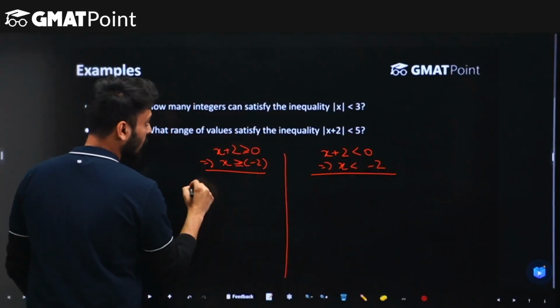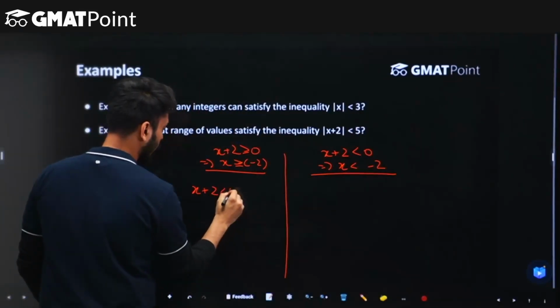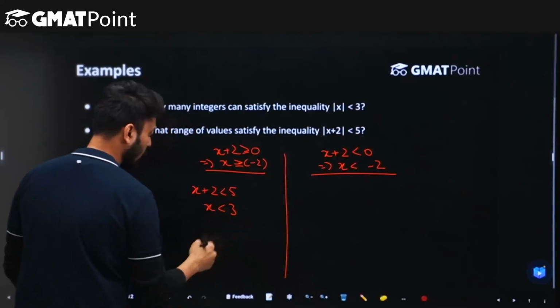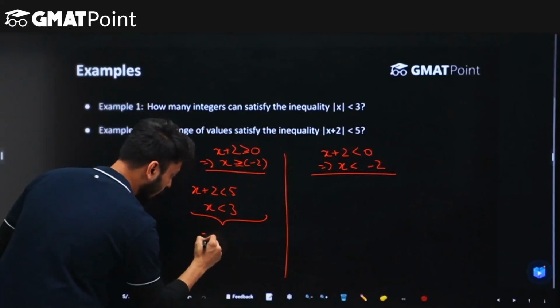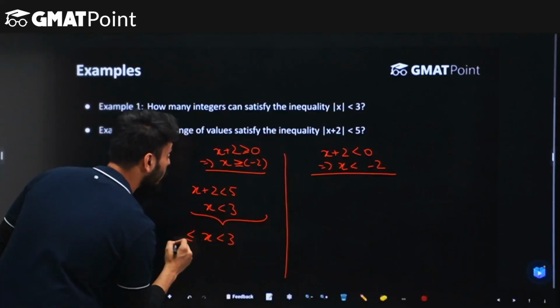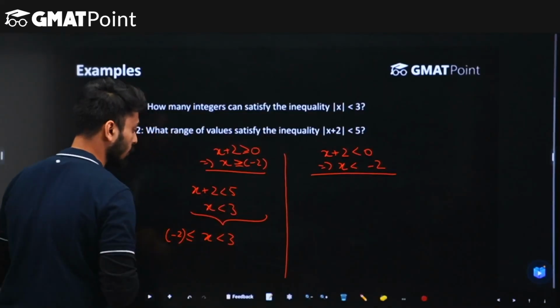In this case, we will get x plus 2 less than 5. So x is less than 3. Again, combining the two, the assumption and the conclusion, we get x less than 3 and greater than or equal to minus 2. This is the first range.